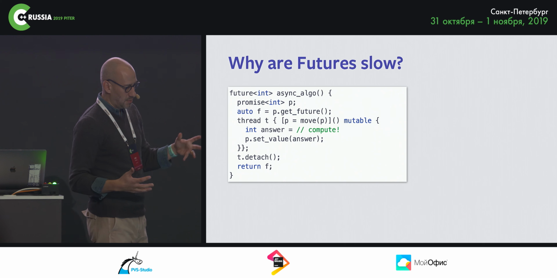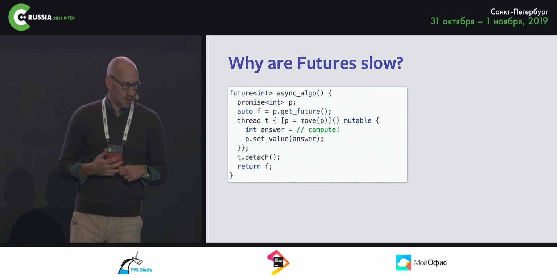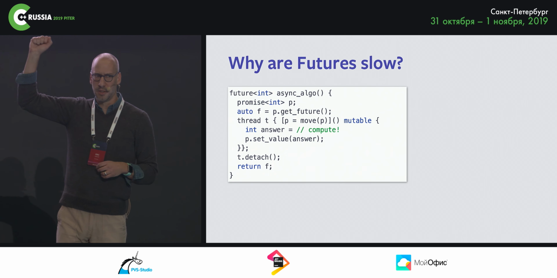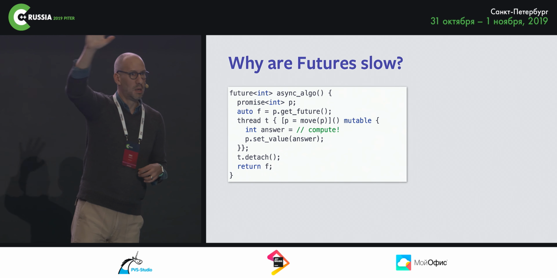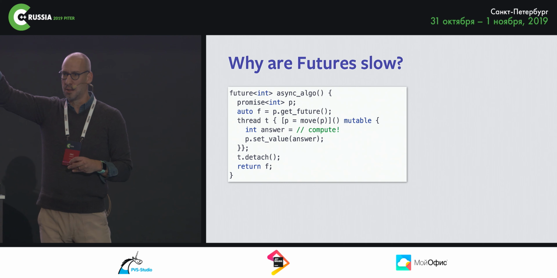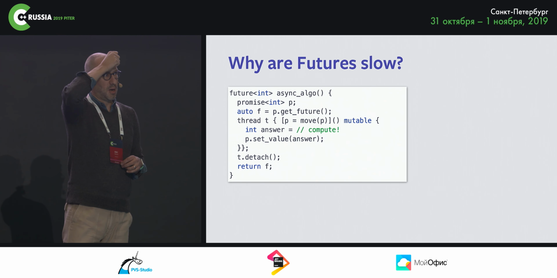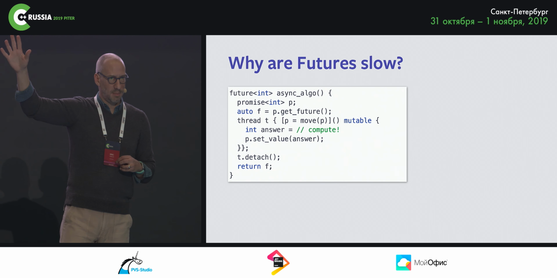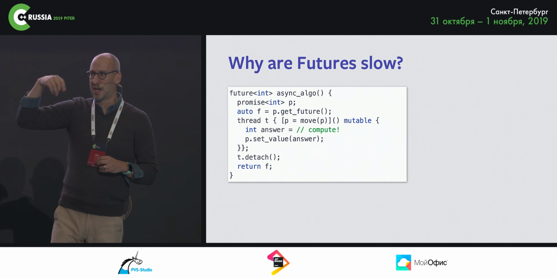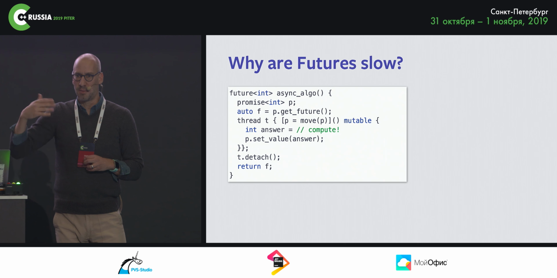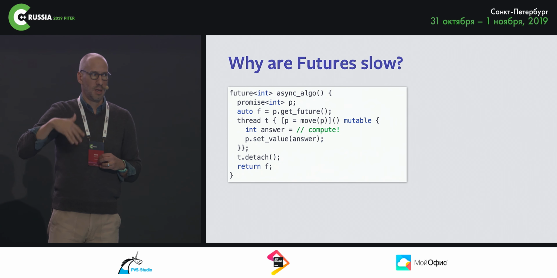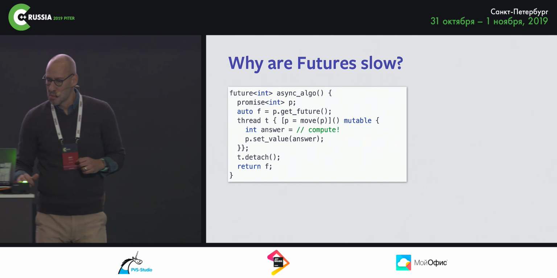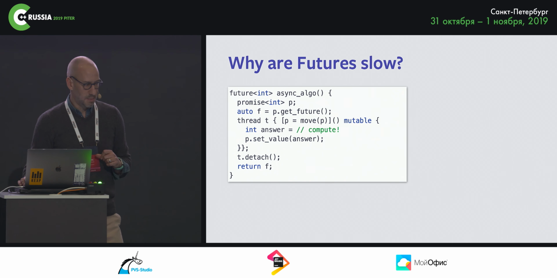You have an algorithm that returns a future of an integer. By the way, who has used promises and futures in here? Okay, a lot of people. Who has used promises and futures from the Boost library? Some of you. Okay. There are some extra features in the promises and futures in the Boost library, which make them slightly less broken than the ones in the standard. We'll talk about that a little bit.